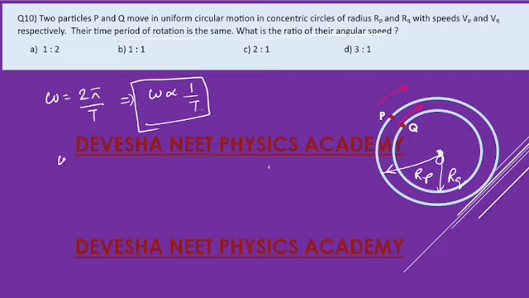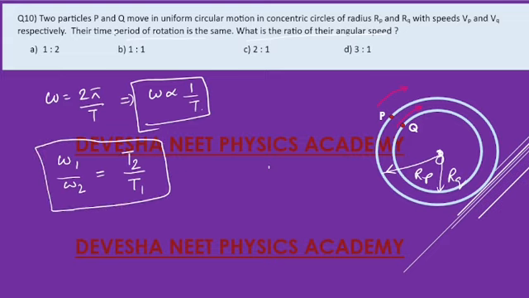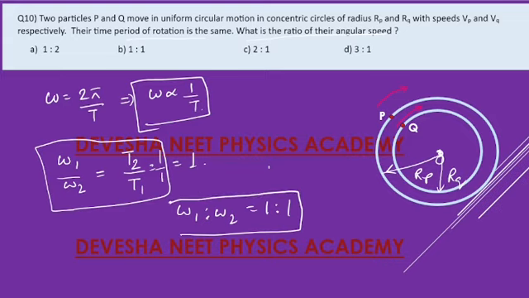So if we have omega 1 by omega 2, this is equal to T2 by T1. Now it is given that these two bodies have the same time period, so this is equal to 1 upon 1, which is 1. If that is the case, then the relation between omega 1 and omega 2 will be 1:1. I hope you are able to follow this. Now let's move to the next question.